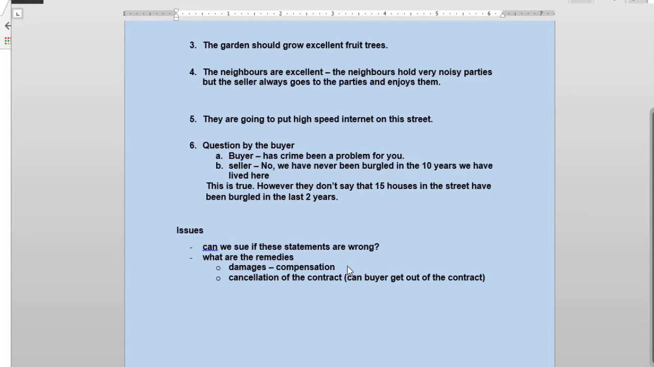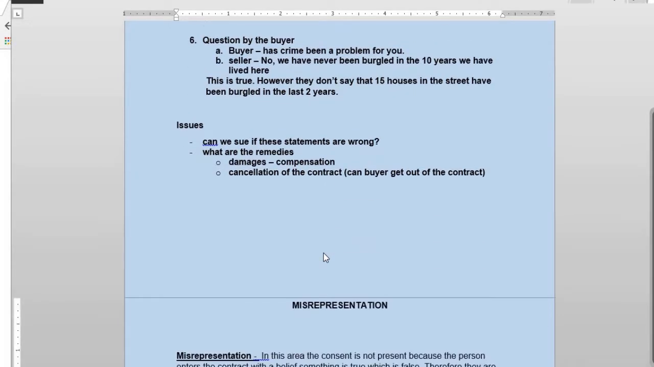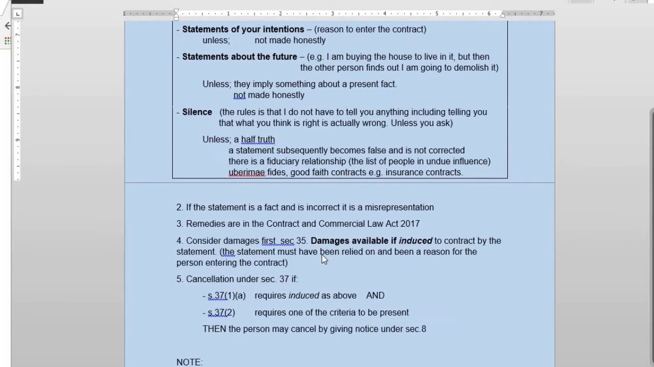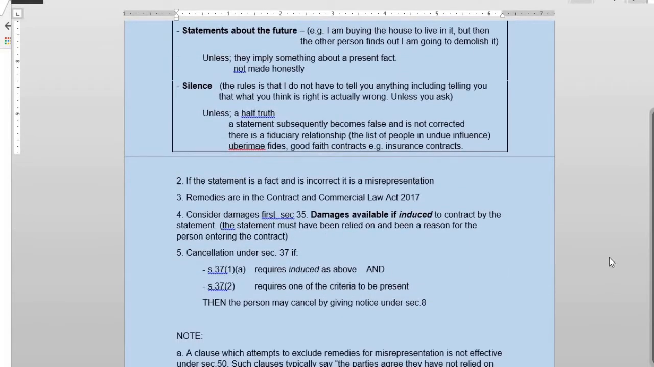So what are we going to do with this? We've identified some of these as misrepresentation. We're going to go to our remedies and look at compensation as damages and can we get out of the contract. So let's go back down to our notes. So step 1 we've gone through, identified our misrepresentations. Then we're going to go to the Contract and Commercial Law Act 2017. Section 35 will give us damages if induced. Now the word induced means influenced. It's a reason for you to enter the contract.